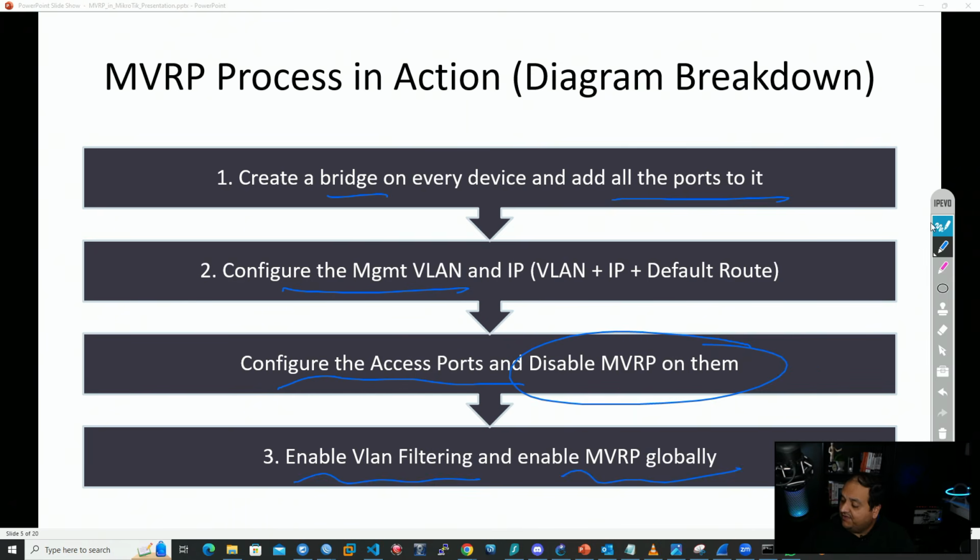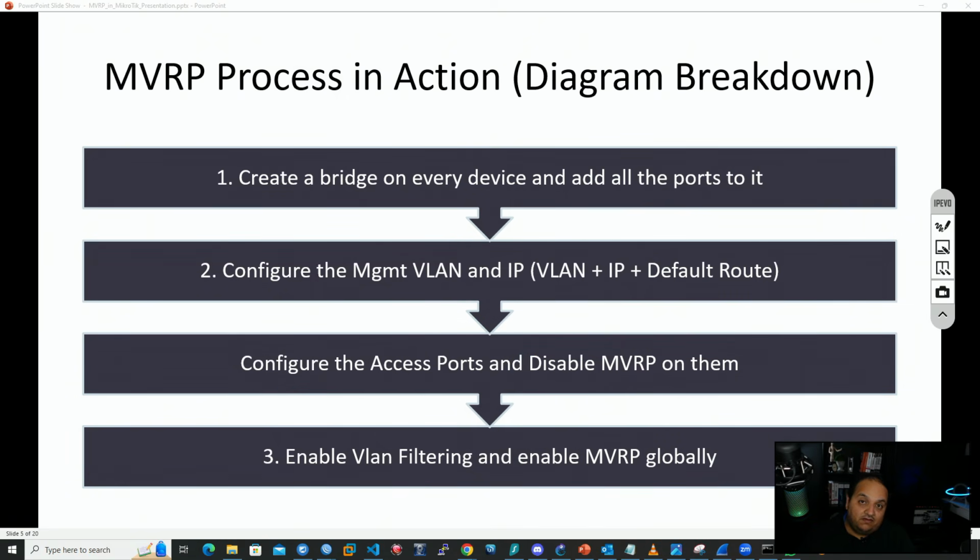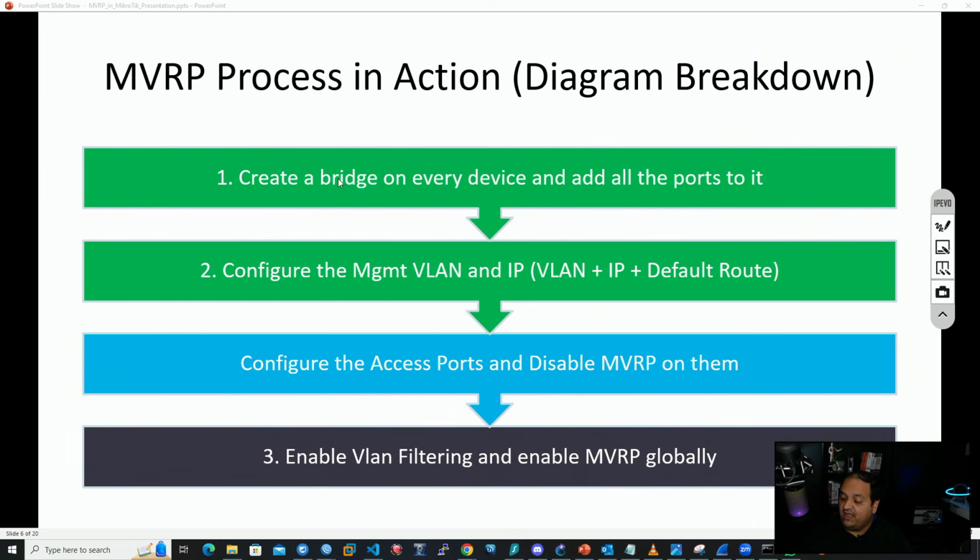So there are two steps here that I have already completed in my lab. I have created a bridge on every device, and I have added all the interfaces to that bridge. And additionally, I have the management VLAN, and I have an IP, a default route, and also I have given access to the CPU to that specific VLAN. Now I'm going to explain how the topology looks and what is the objective that we have with this activity, and then we're going to proceed with the actual configuration for MVRP.